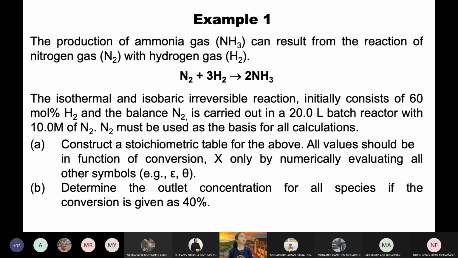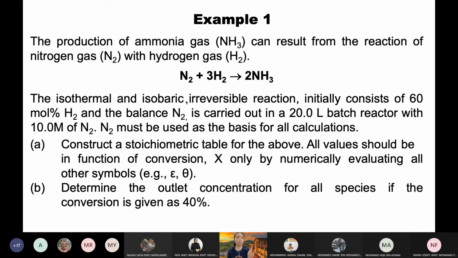Okay, so the first example, the production of ammonia gas. NH3 can result from the reaction of nitrogen gas with hydrogen gas. So the reaction is N2 plus 3H2 produce 2NH3. So when you go to chapter 3, you must be really careful of the chemical equation, especially the stoichiometric coefficient. Jangan lupa nombor di hadapan spesies tu dalam persamaan kimia is very important. Okay, next dia kata isothermal, isobaric.